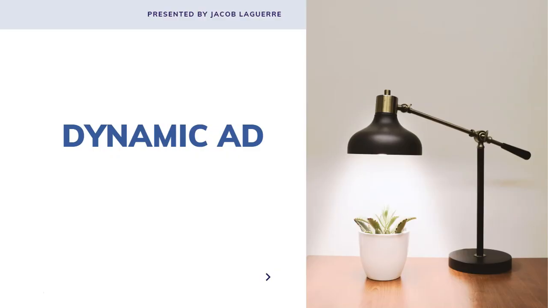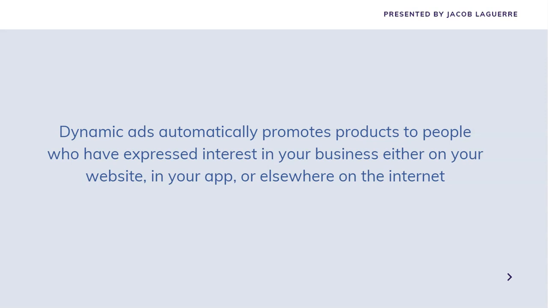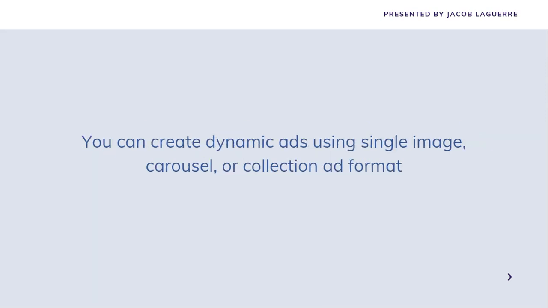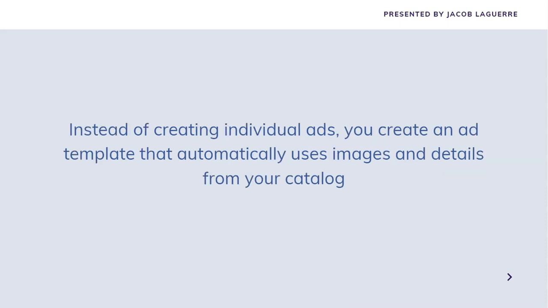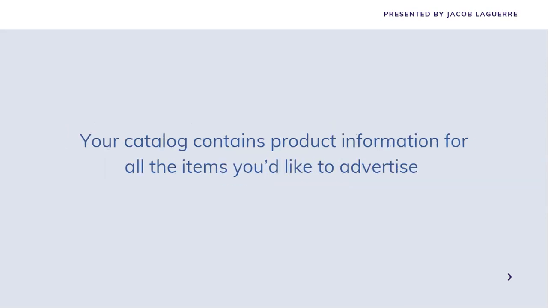So next we have dynamic ads. Dynamic ads are unique in the sense that they automatically promote products to people that expressed interest in your business, either on your website, in your app, or somewhere else on the internet. You can create your dynamic ads using either the single image, the carousel, or the collection ad format. But instead of creating an individual ad like we were talking about before, with a dynamic ad, you create an ad template that automatically uses images and details from your catalog.